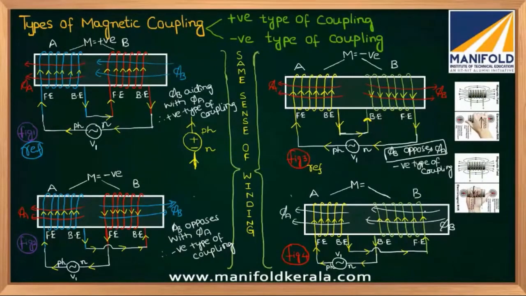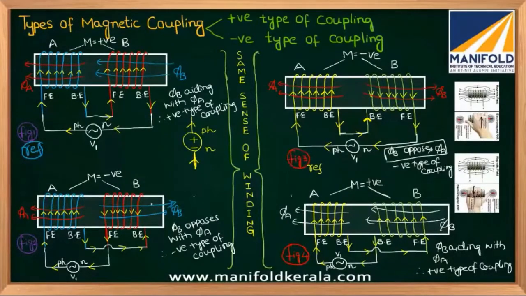Okay, guys. Now tell me, in this case what's happening ultimately? Pi b aiding with what? Pi b aiding with pi a. So which type of coupling? Therefore, positive type of coupling. Positive type of coupling. Okay. Thank you, Amasham. Positive type of coupling. So where m will be what I can say? Positive. Okay.